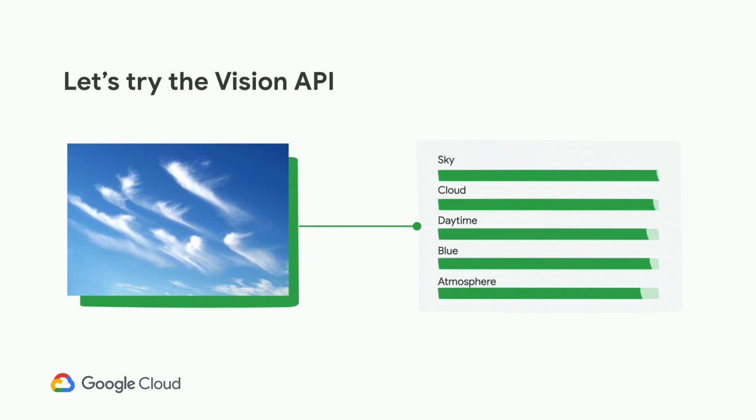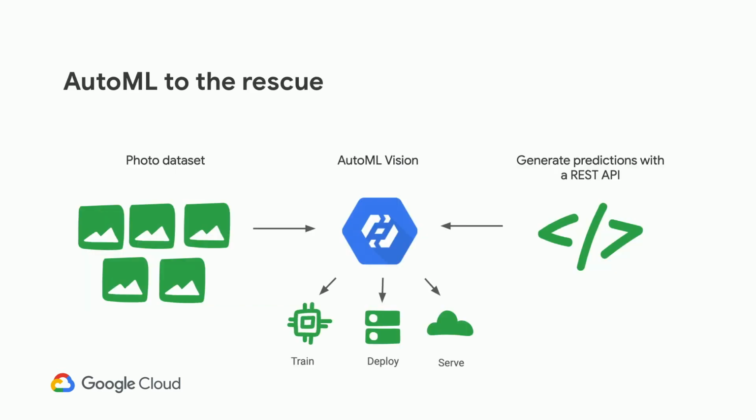What we get? Sky, cloud, daytime, blue, atmosphere. Is that enough? Yes? No, of course not. It's not enough, okay? So what we have to do, we want something more specific. We wanted something more detailed, right? So there are some cases that we do need to customize something, but our pre-trained machine learning API doesn't really work. So what we do? This is the one. AutoML actually comes to the rescue.